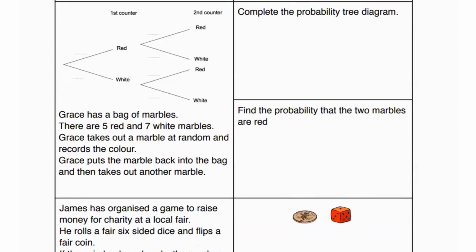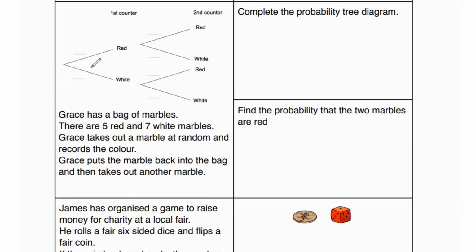Then it says Grace has a bag of marbles. There are 5 red and 7 white marbles. Grace takes out a marble at random and records the color. Grace puts the marble back into the bag and then takes out another marble. Complete the probability tree diagram. So this is with replacement because she's putting the marble back into the bag.